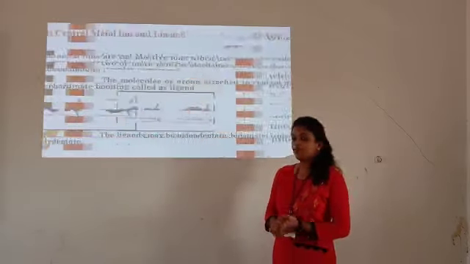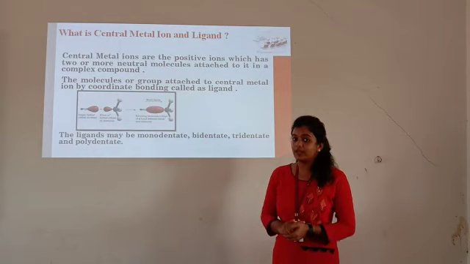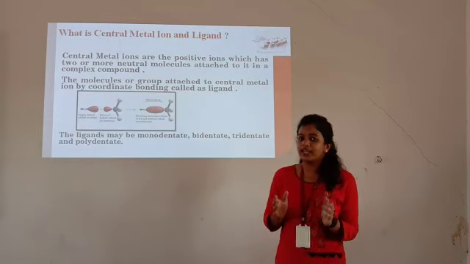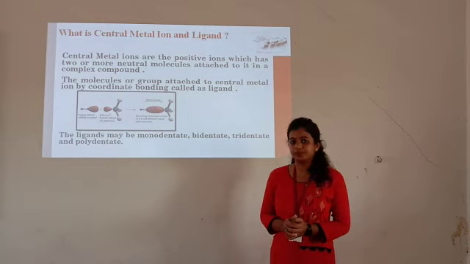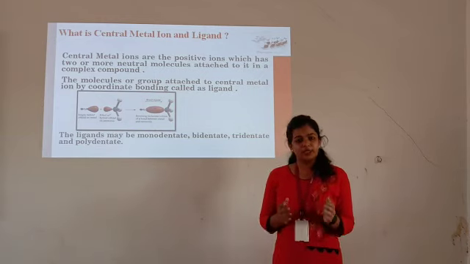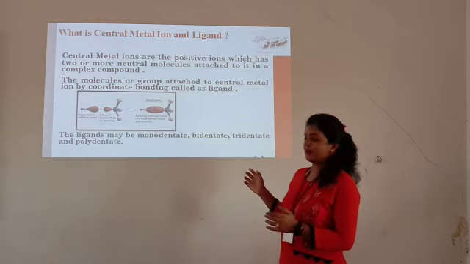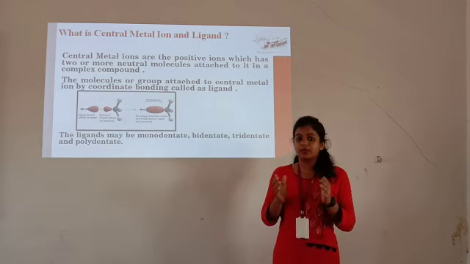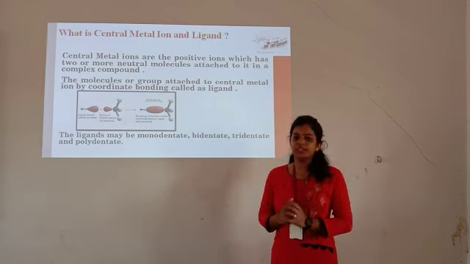Next. Now what is central metal ion? Central metal ions are the positive ions which have 2 or more neutral molecules attached to them in a complex compound. Now what is ligand? The molecules or groups attached to the central metal ion by a coordinate bond are called ligands. The ligands may be strong, average or weak in nature.